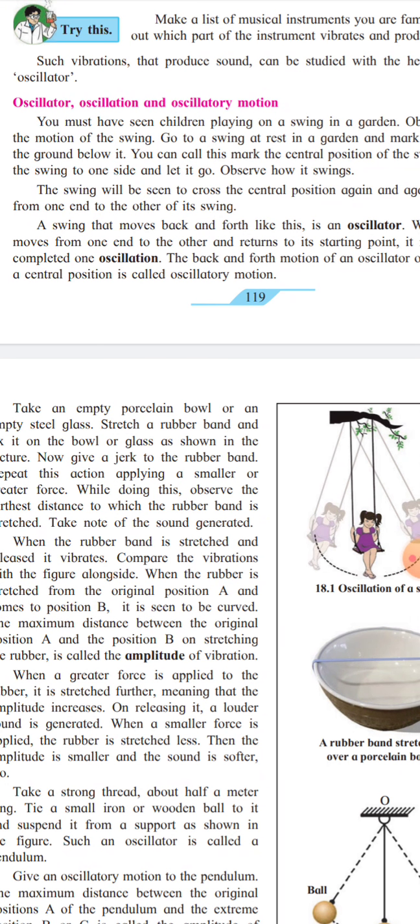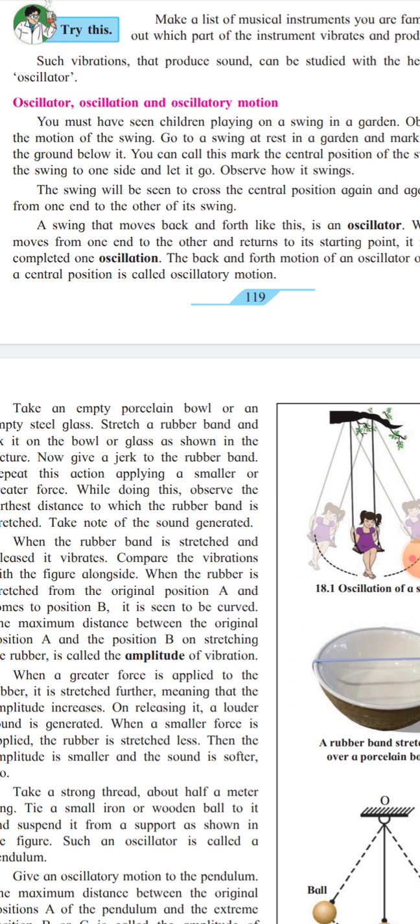Now first of all, simple oscillator or simple pendulum. An object that moves from one end to the other end from its central position again and again in a fixed interval of time is called a simple oscillator or simple pendulum. Oscillatory motion of an oscillator: the back and forth motion of an oscillator on either side of the central position is called oscillatory motion. In the previous class we already learned about types of motion.